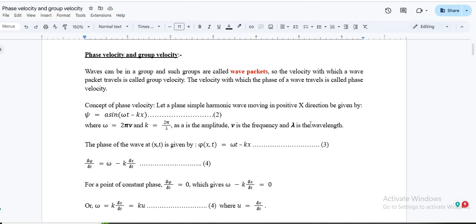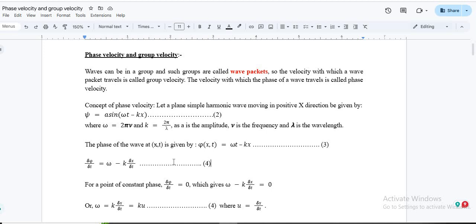For simplicity, we are considering a wave expressed as a sin(ωt − kx), moving along the positive x-axis. A simple harmonic wave we have considered. Now, this part, ωt − kx, is the phase part of this particular wave. So, I have written φ(x,t) = ωt − kx. Now, φ is a function of x and t, space and time.